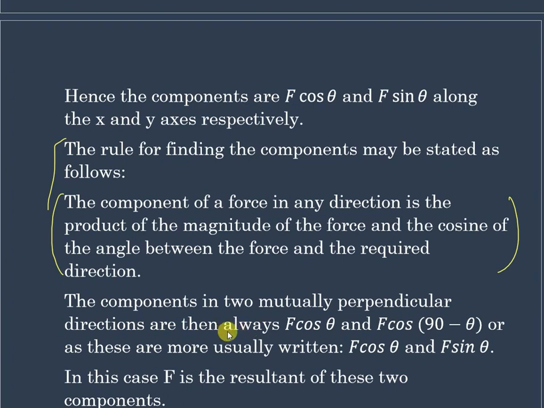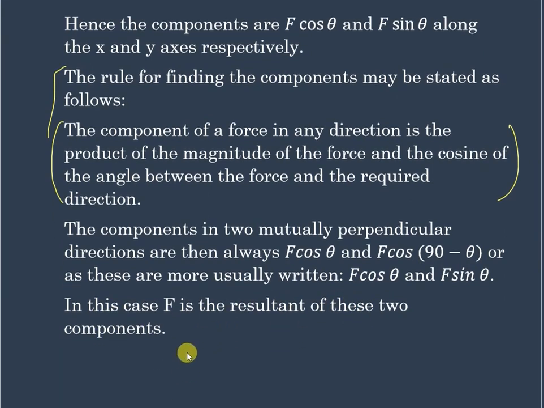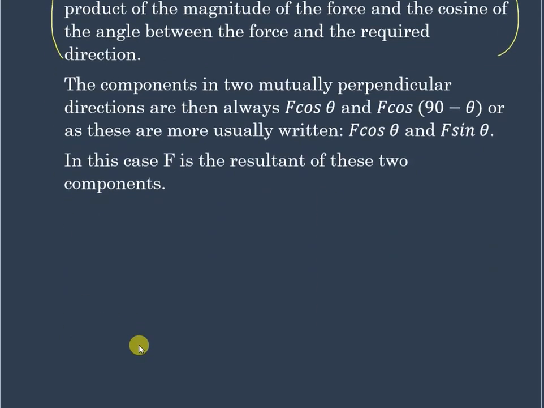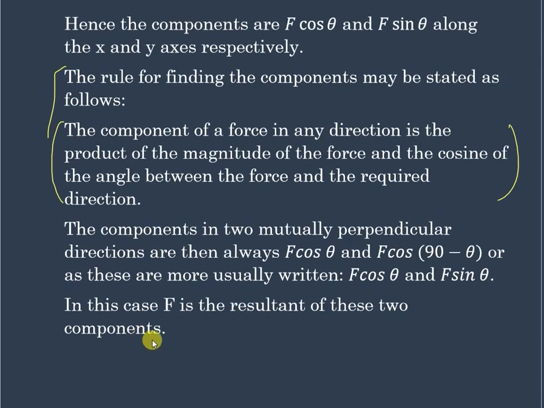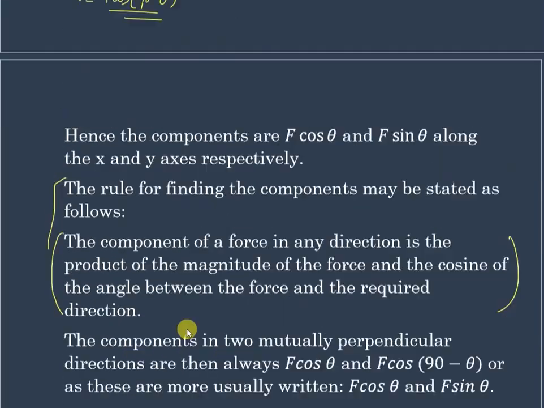Understand that the components in two mutually perpendicular directions are then always F cos theta and F cos of 90 minus theta, or as these are more usually written, F cos theta and F sin theta. In this case, F is the resultant of those two components. That is what we need to take note of, that F is a resultant.